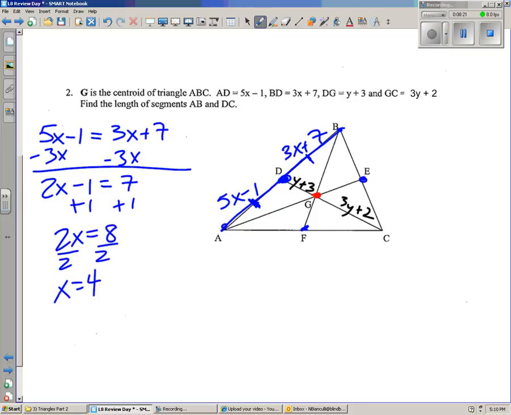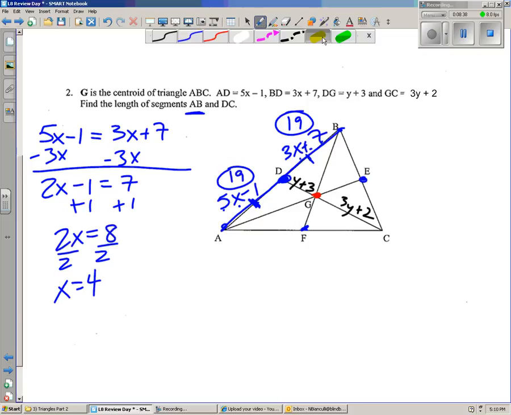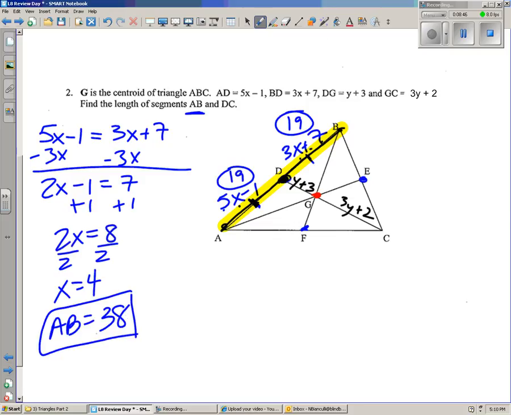They didn't ask us for x. They asked us for segment AB. So if you know x is 4, 5 times 4 is 20, minus 1 is 19. 3 times 4 is 12, plus 7 is 19. No shock there that those two pieces are equal. And the directions say go from A to B. So 19 plus 19 is 38. So AB is 38. So again, x helps us get AB, but it's not the final answer.